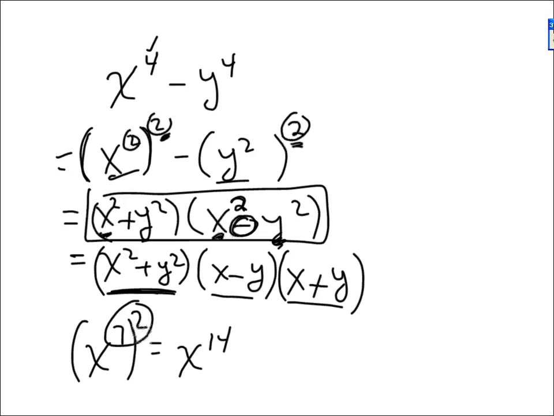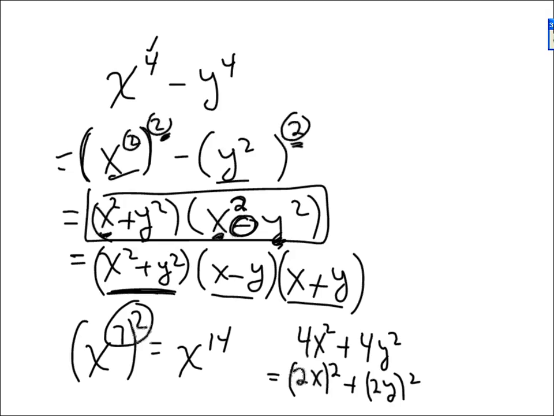Now when I say you can't factor the sum of squares, for example, 4x squared plus 4y squared. 4x squared is 2x all squared plus 4y squared is 2y all squared. That is, this top line is the sum of stuff being squared. But you can factor it. You can factor out the 4. But then you can't factor anymore.